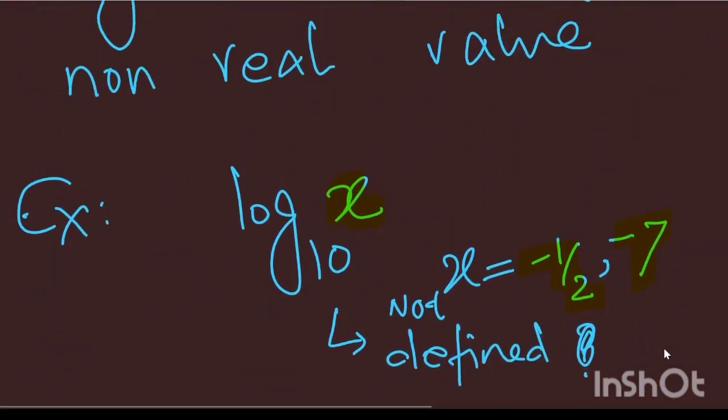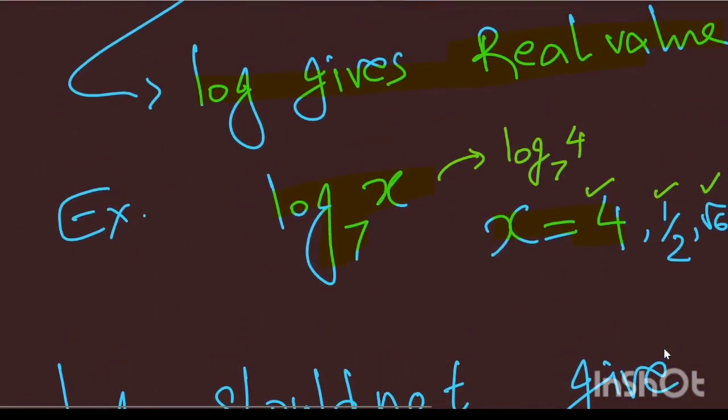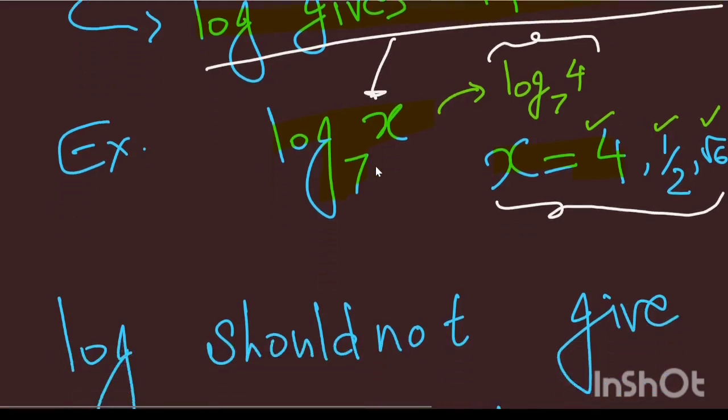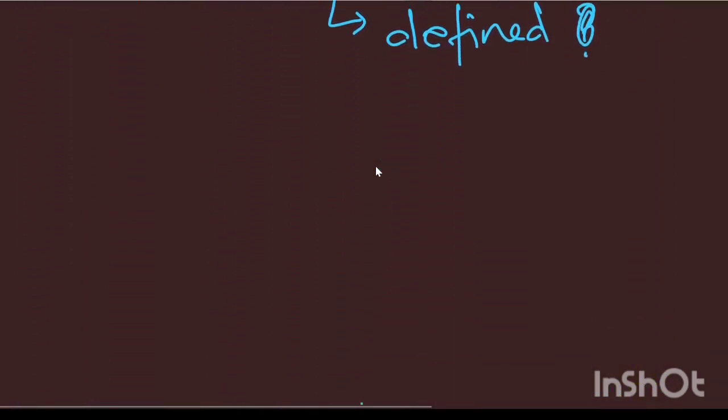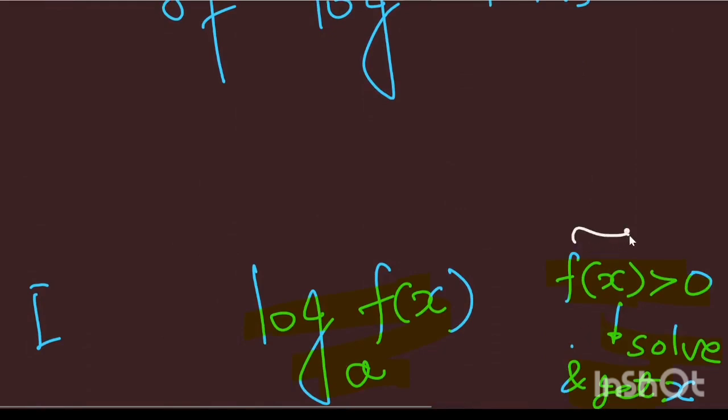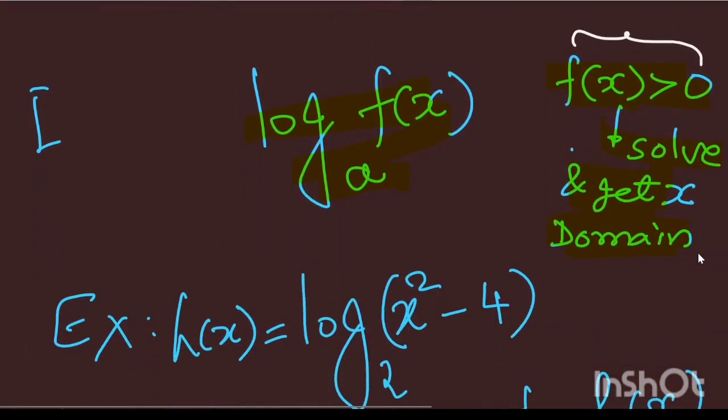So here also, as you can see, in all the values which were given, f(x) was positive. That's why I said that it will give a real value. So log gives a real value if the argument is positive. So if f(x) is given, then in that case this constraint must be imposed, that it should be positive.